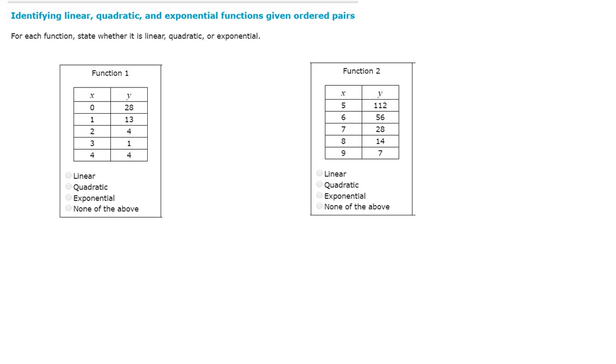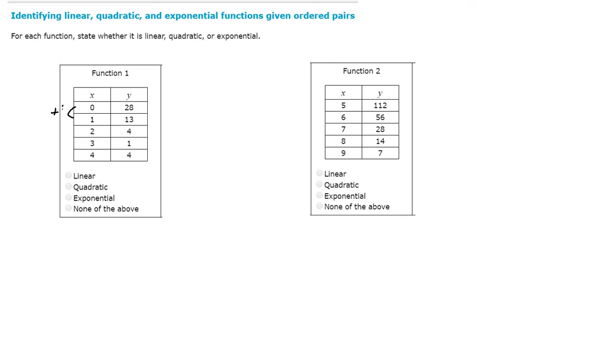Hi, what I want to show you in this video is how to identify linear, quadratic, and exponential functions given ordered pairs. For each function, we're going to state whether it is a linear, quadratic, or exponential function. There are two tables given for functions 1 and 2. As you can notice, the x values are increasing by 1 in function number 1.